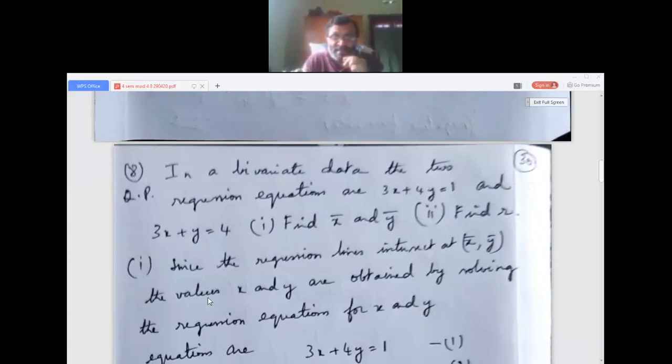Since the regression lines intersect at x bar, y bar, always the regression lines intersect at x bar, y bar. I told many times. That means the point of intersection of the regression lines is x bar, y bar. The values of x and y are obtained by solving the regression equations for x and y.